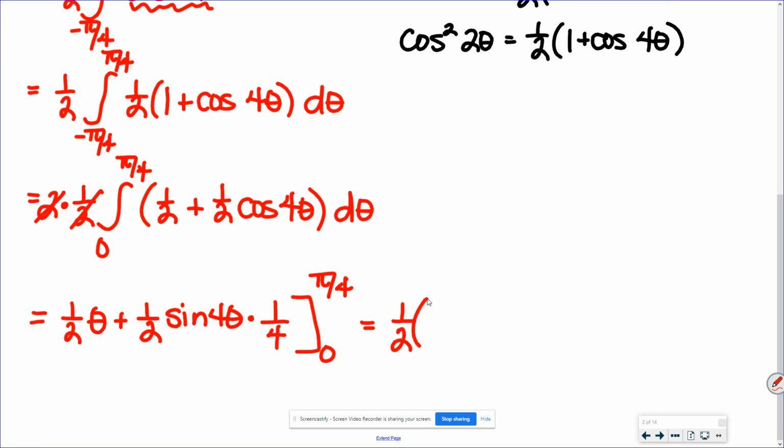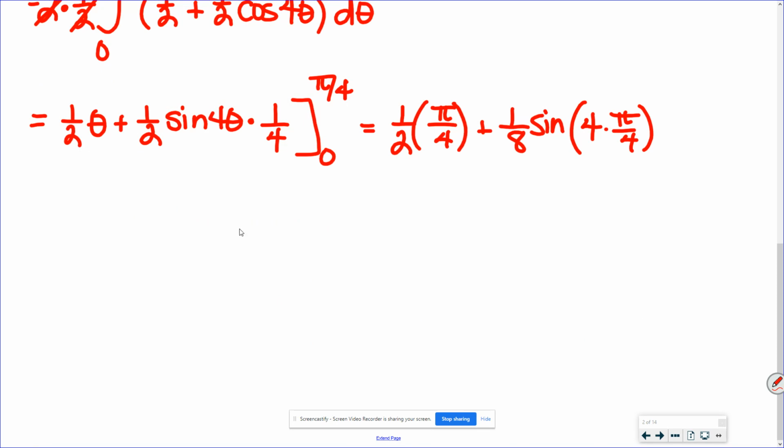So this would be 1/2 times pi by 4 plus, I'm going to call it 1/8 sine of 4 times pi by 4. And then we got to plug in 0 as well. But if I plug in 0 here, we would get 0. If I plug in 0 here, sine of 0 is also 0. So really I can just focus my attention on this stuff. So I have pi by 8 plus 1/8 sine of pi. And sine of pi is 0. So we end up with just pi by 8 as our area measurement.